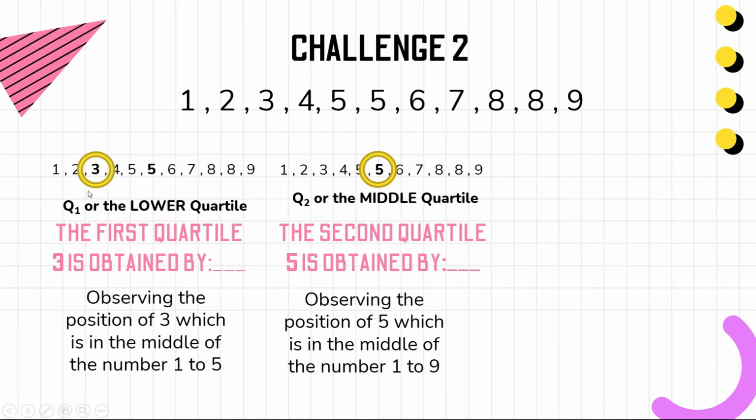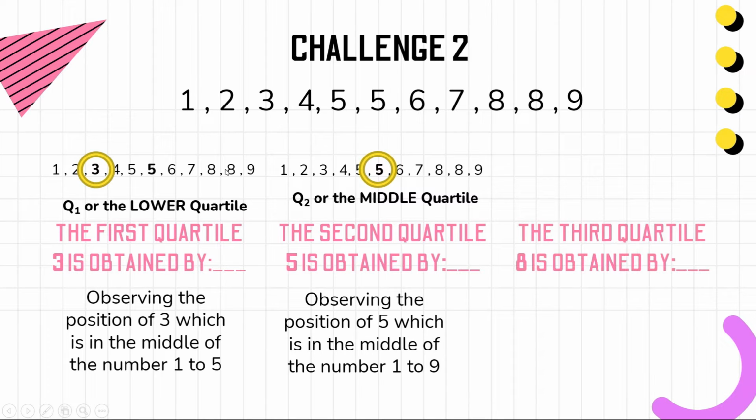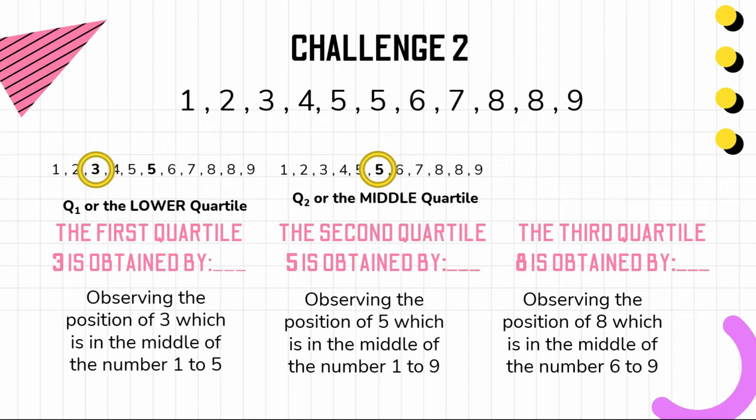Now, since we identified the lower and the middle quartile, what else should we be looking for? That is our upper quartile. Based on the illustrations from the given, we can say that the third quartile, 8, is obtained by observing the position of 8, which is in the middle of 6 and 9. So we have the Q3, or the upper quartile. Based on these challenges, tell me your observations.